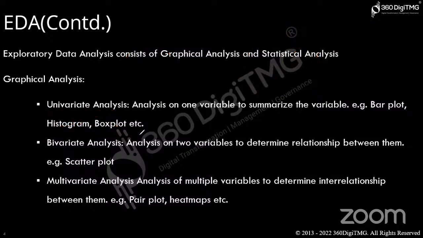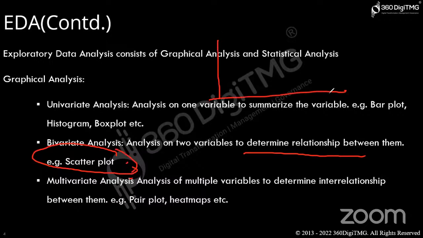Bivariate analysis: when you want to compare two features, or you want to find a relationship between the two features, in that case we will be going for a scatter plot. In that case, on the x-axis we will be taking one feature and on the y-axis one more feature. Then you can plot and compare both the features, whether they are related or not. What is the relation between them? That you can find out using the scatter plot.